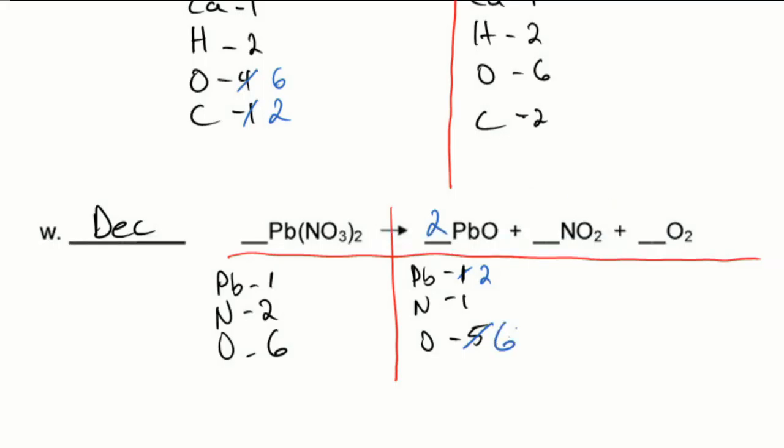So that kind of looks like it ruined everything, but let's see if we can't just sort it out now. So now my lead is unbalanced, so I'm going to have to put a 2 here, which changes this to 2, this to 4, and this to 12. And then my nitrogens are unbalanced, so I'm going to put a 4 here. So that's 4 and 8, 9, 10, 11, 12.